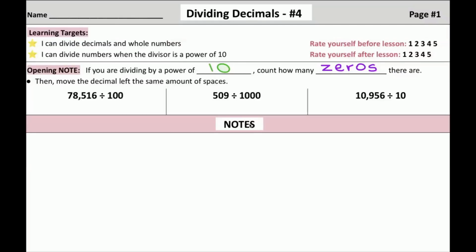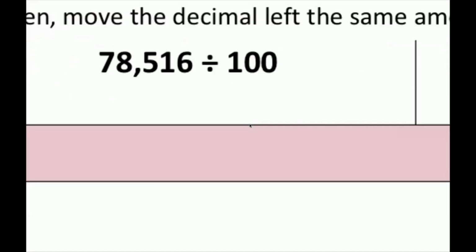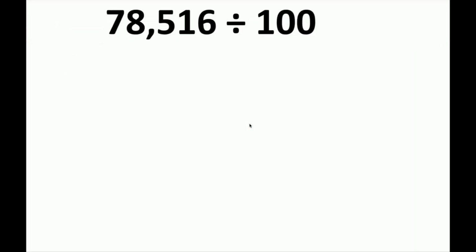Let's take a closer look at our first opening problem. We know we're dividing by a power of 10 if our divisor ends in zeros. So whenever our divisor ends in zeros, we can count how many zeros there are. There's 2 in this case.